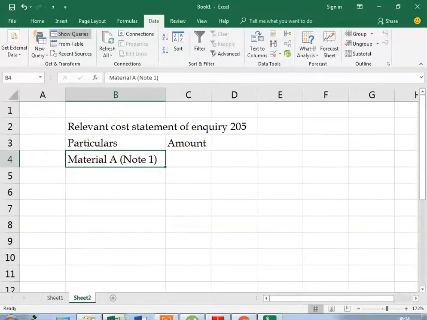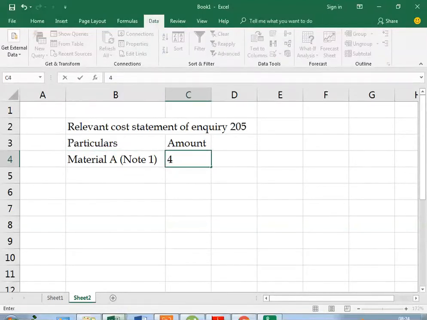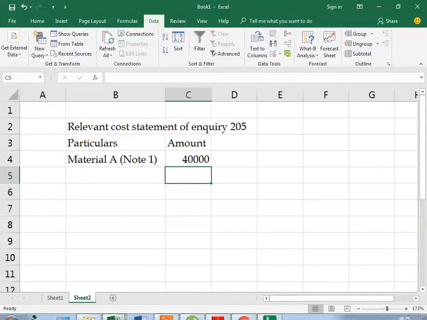Read through the additional information. What should be this? 20 into 2000. It's available in stock. So material A, note 1, I'll give the explanation. The amount is 40,000. Any doubts on 40,000? It is 2000 units into 20 rupees.